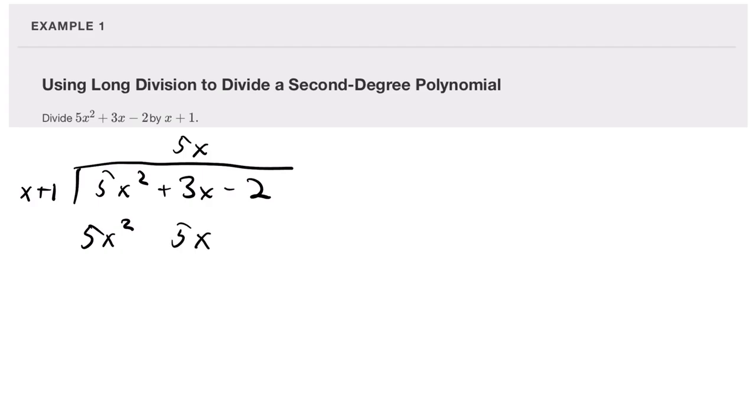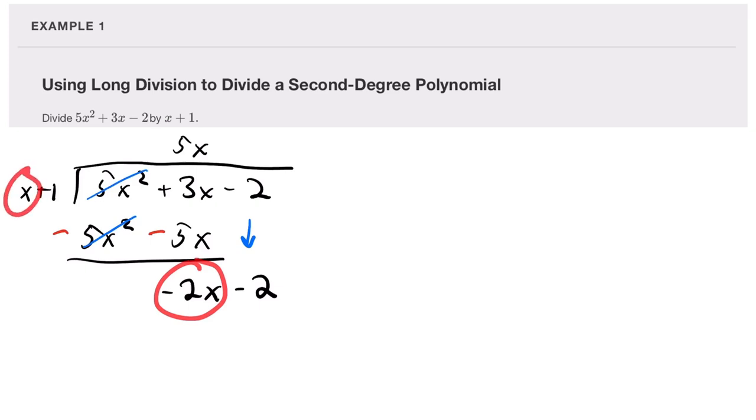The next step, we subtract the bottom binomial from the top polynomial, right? So we're going to distribute a negative here. A number minus itself subtracts to 0. 3 minus 5 is negative 2, so that's a negative 2x. And then this negative 2 comes down. Now we say the first divided by the first. So negative 2x divided by x is negative 2.